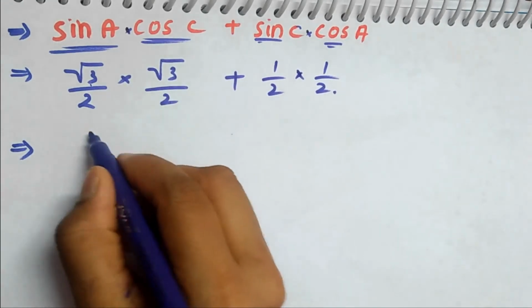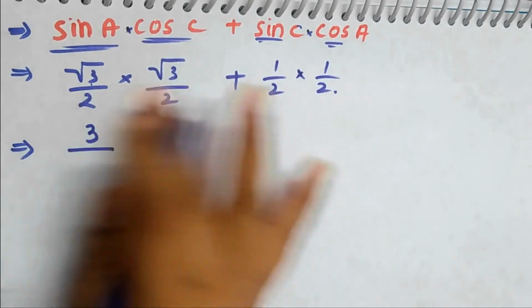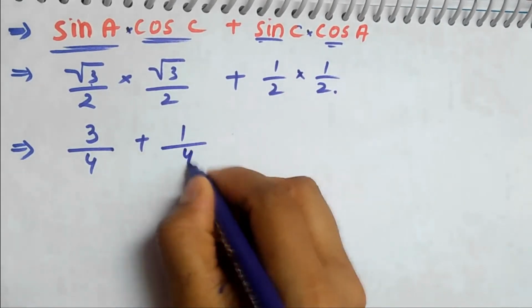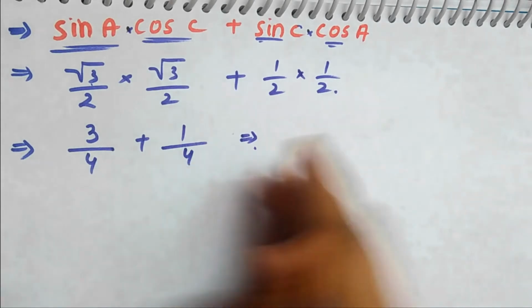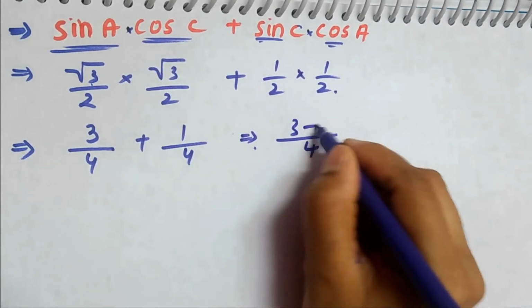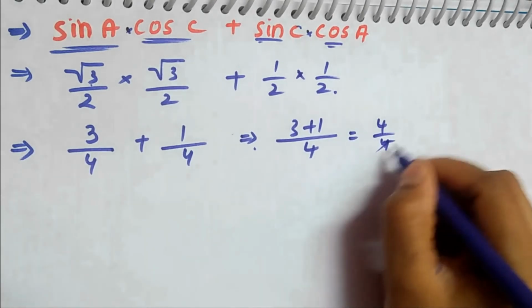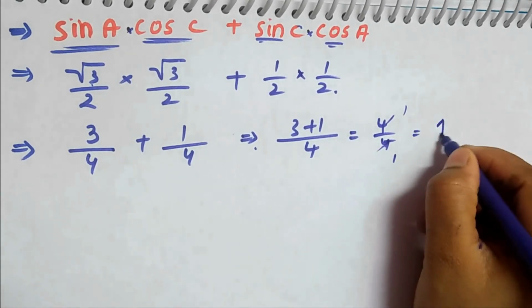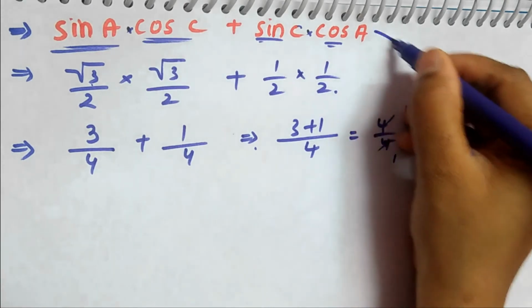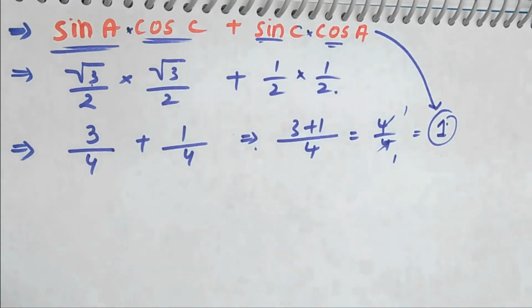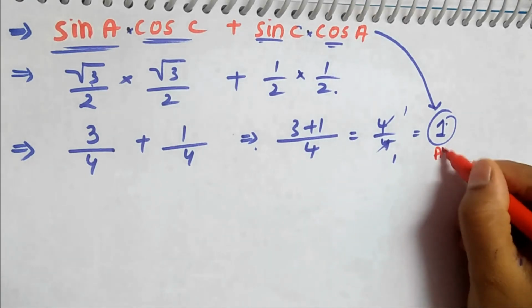Now we multiply. √3 into √3 is 3, divided by 2 twos are 4, plus 1 divided by 2 twos are 4. Now the LCM is the same, 4. So 3 plus 1 equals 4/4, which is equal to 1. So this is the answer. Wasn't it very simple?